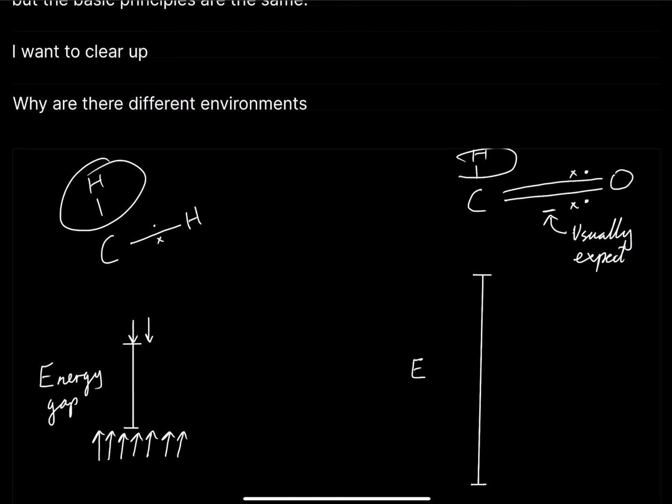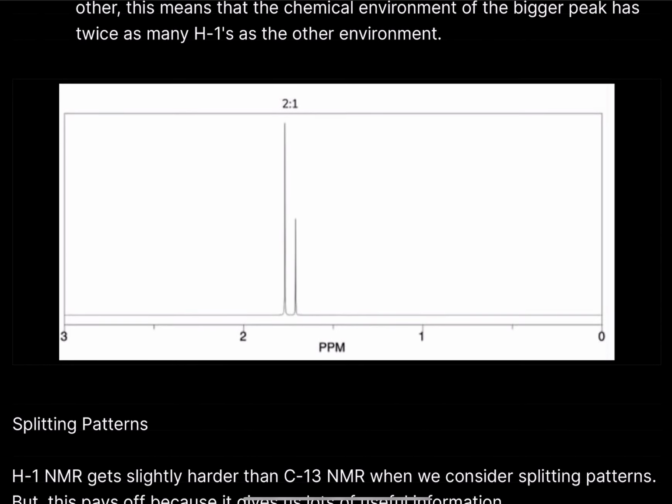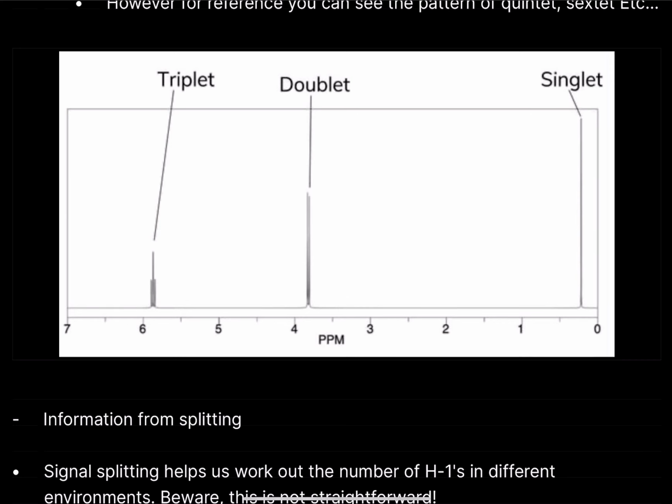Now, what actually happens when we're determining the environment? Have I got an example of a spectra here? Hopefully I've got an example of a spectra. Why is this here in a different position to here? There's a reason for that. Why are they at different positions? We know they're in different environments, and I've already told you that the environment is what determines the chemical shift, but why? There's a reason why that actually happens.